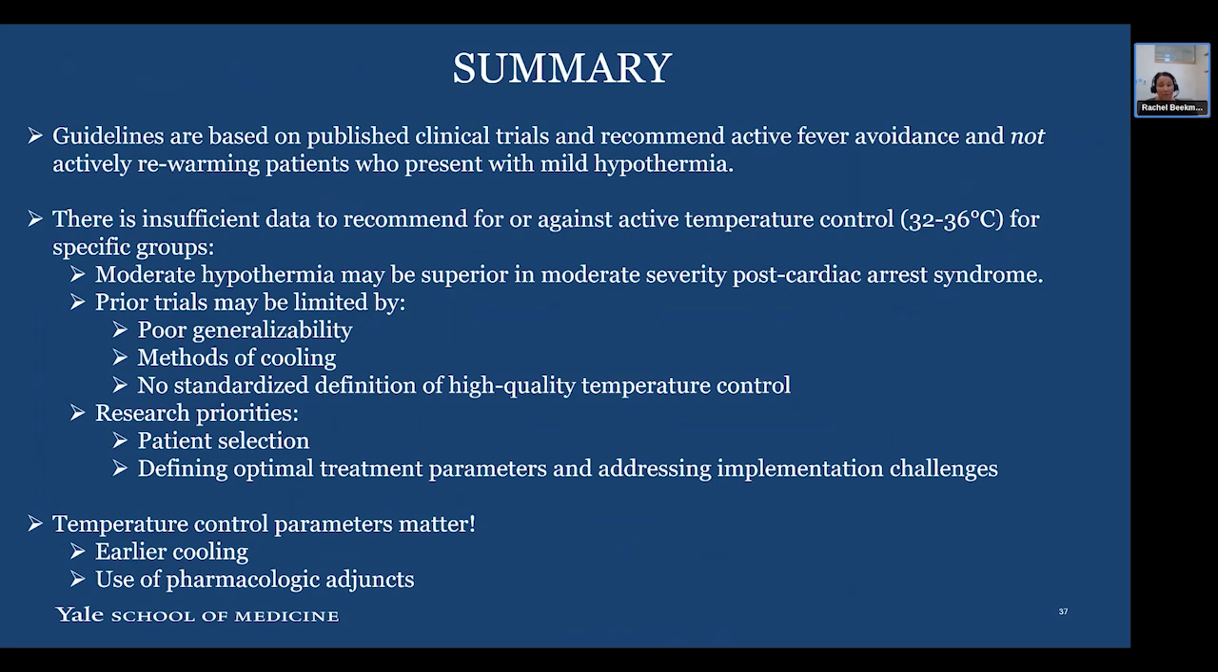I would also recommend drafting protocols based on the available data, but not generalizing the TTM2 trial data to your entire cohort unless the population that you treat closely mirrors the population enrolled in that trial. As a community, our research priorities must include early phenotyping to improve patient selection, defining and standardizing high-quality temperature control, and addressing implementation challenges and barriers to providing early, high-quality temperature control.